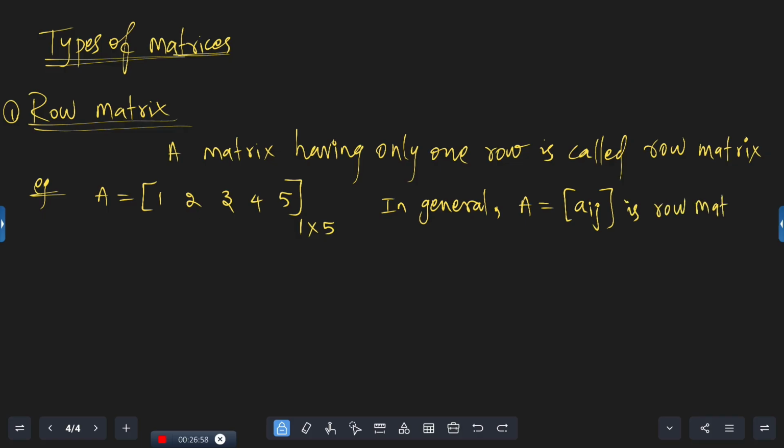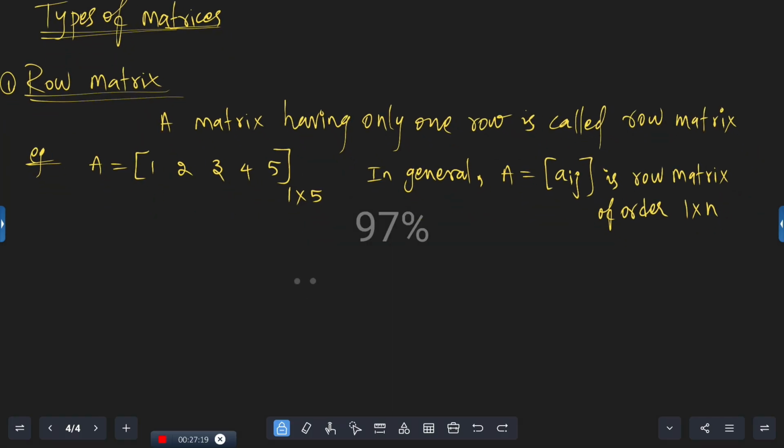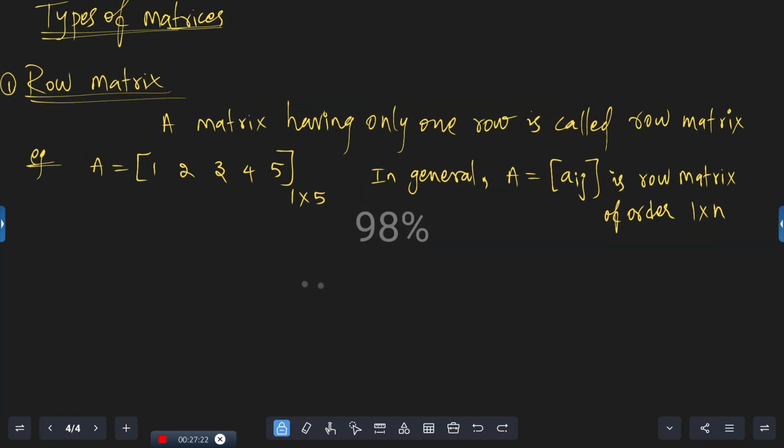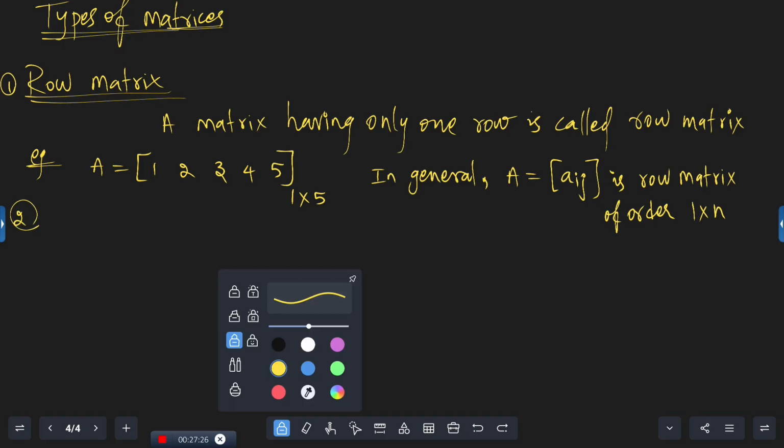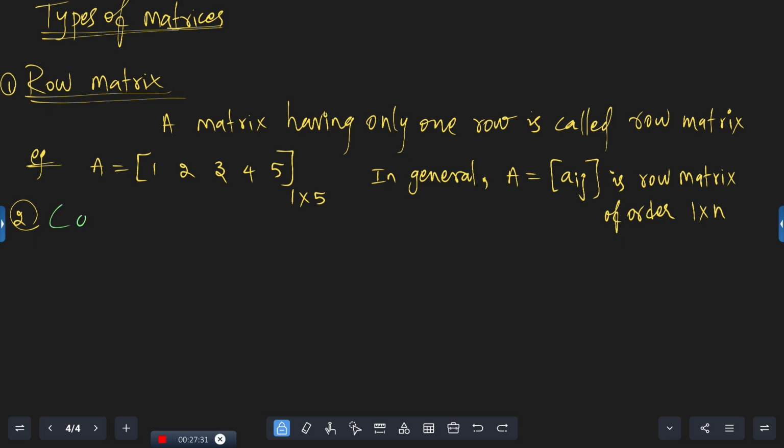Suppose I'm telling you it is a row matrix. Now what should it be? A general row matrix is of order one row, n columns. Column can be anything. This is in general I'm giving. They may ask in an MCQ also. Okay, right. Next we are going to the column matrix. A column matrix is a matrix having only one column. Simple.